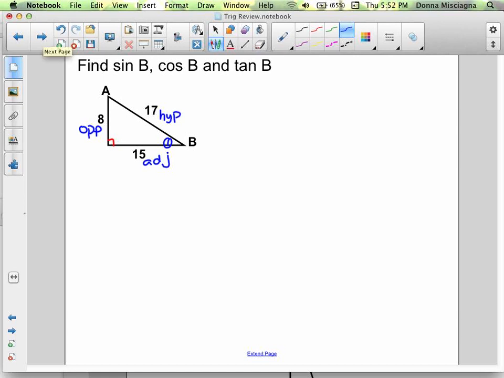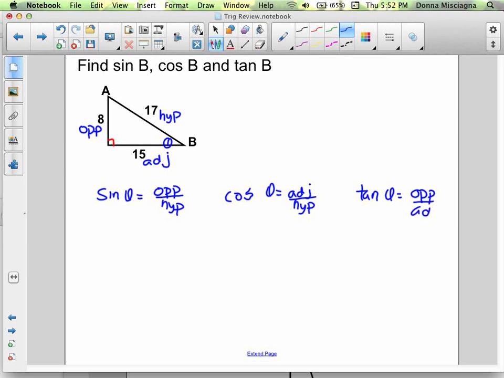All right, so now remember, the sine ratio for an angle is opposite over hypotenuse. The cosine ratio for an angle is the adjacent side over the hypotenuse. And tangent is the opposite side over the adjacent side. So that means the sine ratio for angle B is 8 over 17.